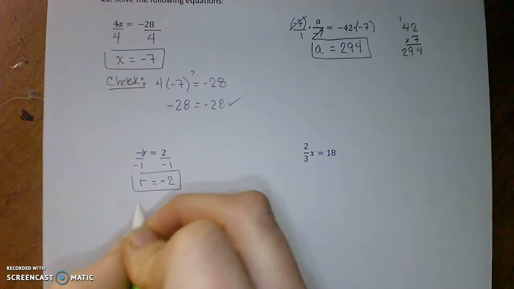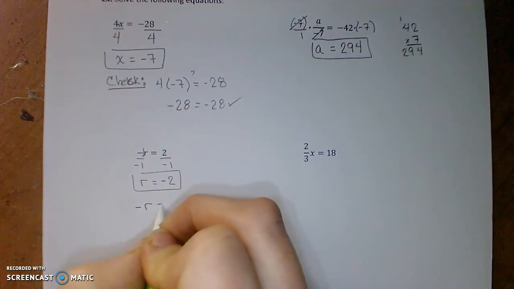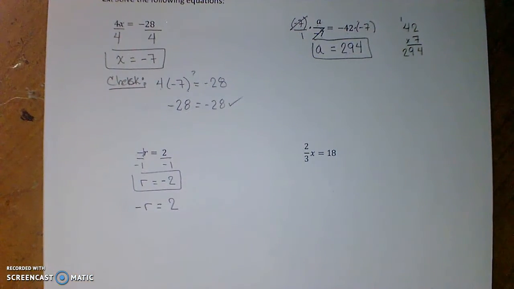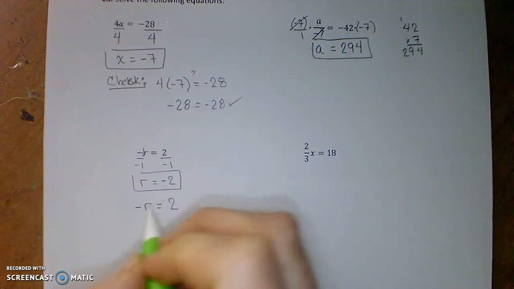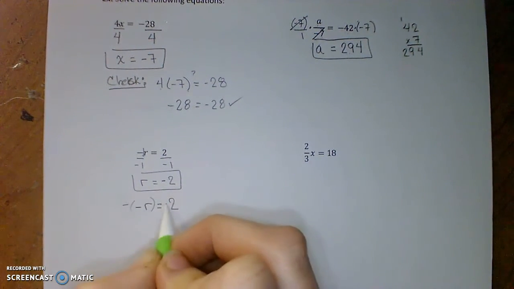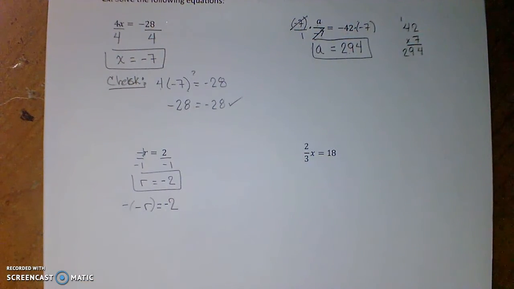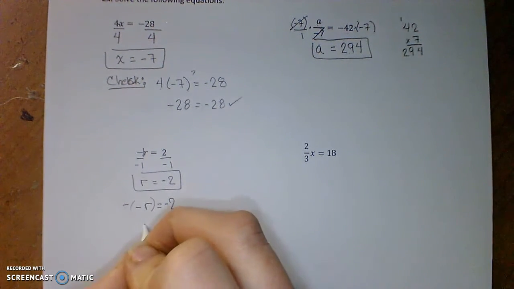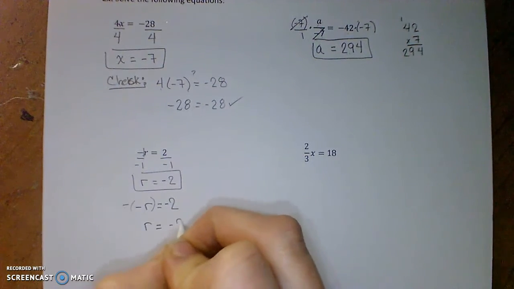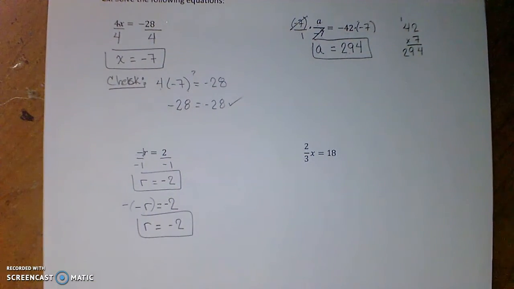My favorite way to think about this problem, however, is to think of another operation. I like to call it negation. So negative r equals 2, but I want this to be a positive r. So what I'll do is negate both sides of this equation. Just make them both negative. A double negative is a positive. So now I have r equals negative 2. Either way, you get the correct solution.